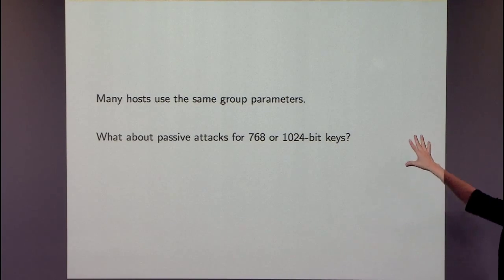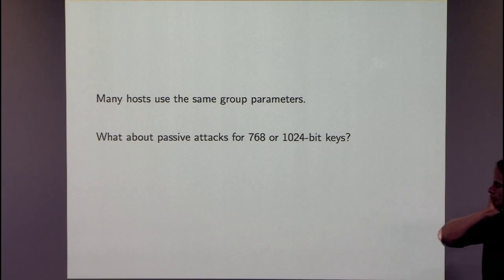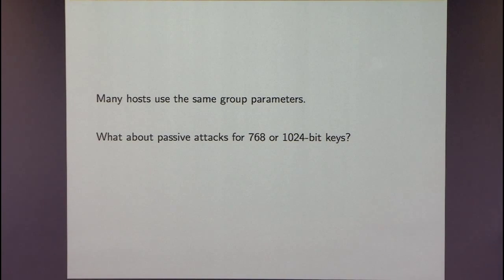Okay, I'm totally out of time, but I'm going to tell you about the politically more interesting part of this paper. If you want to leave, you should leave. We've established that many hosts use the same group parameters, and that there's this possibility of a pre-computation attack with much faster online individual discrete logs if everybody's using the same parameters. So what does this say about passive attacks on 768 or 1024-bit Diffie-Hellman, which are very common in practice?